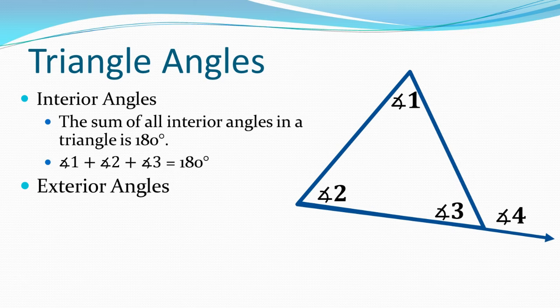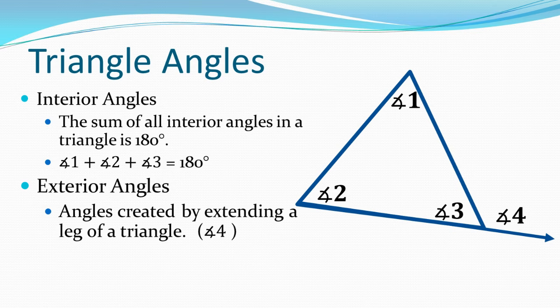Exterior angles occur when you extend a ray outside of the triangle. So it's taking one of the sides or legs of the triangle and extending it out. This creates an angle like angle number 4. It's exterior. It's outside of the triangle. There's a couple relationships we can observe with exterior angles.